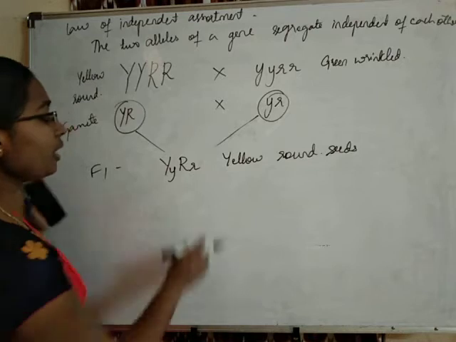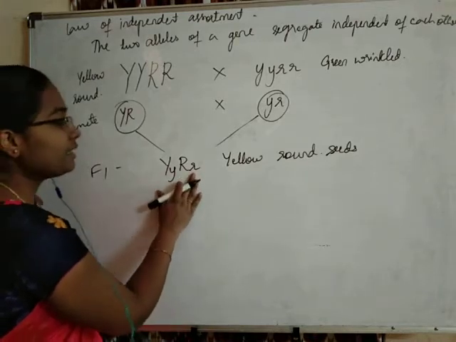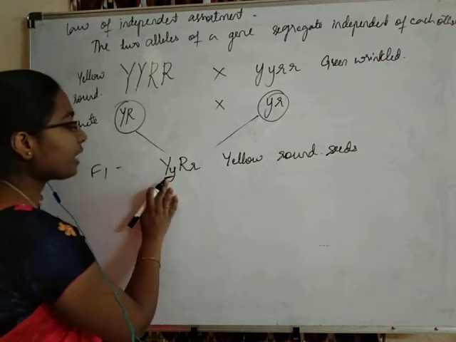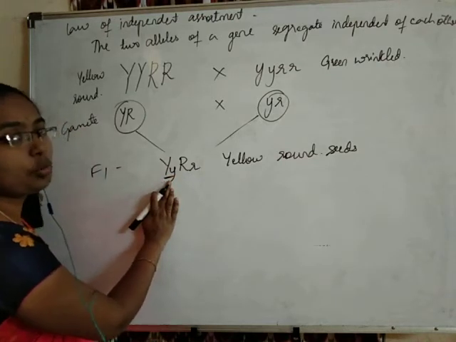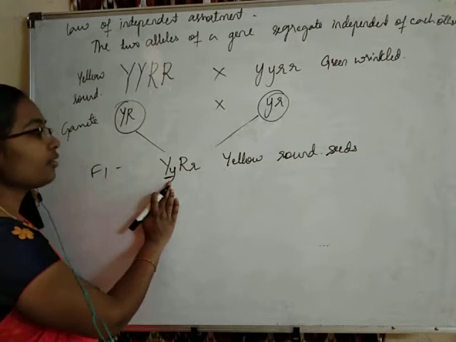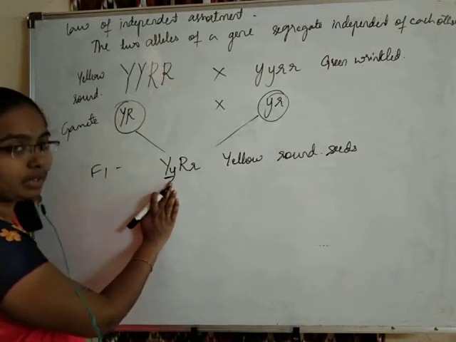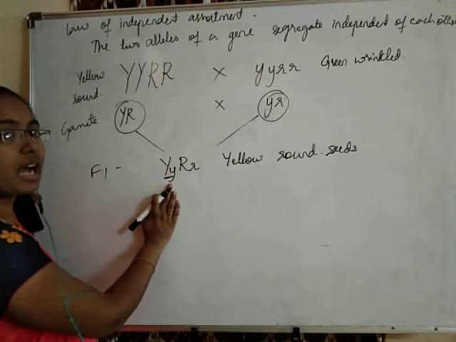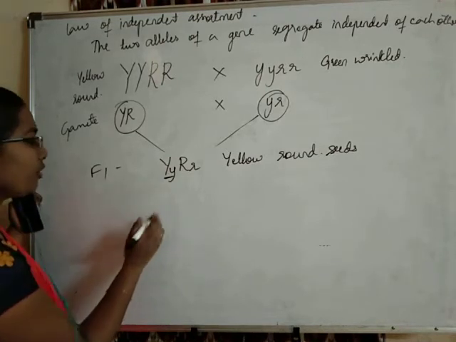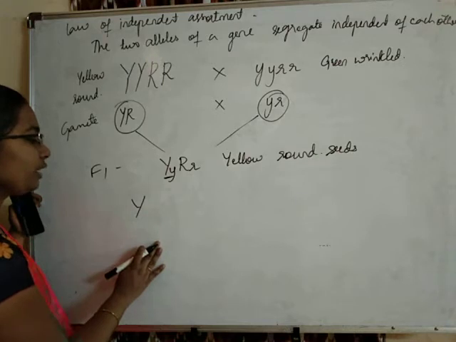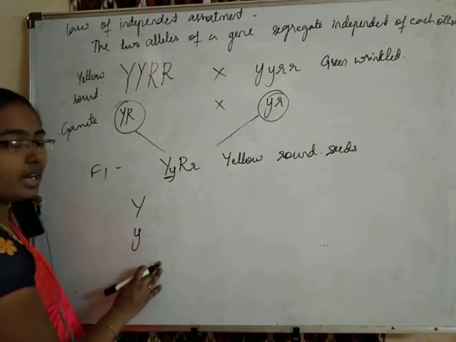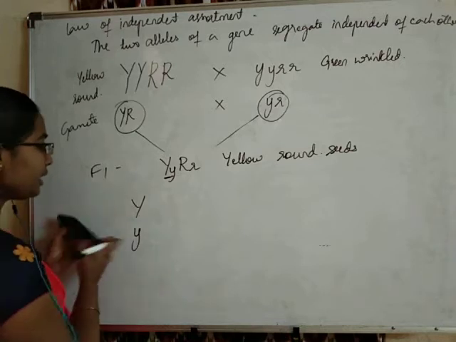Now, what kind of gametes are produced by this individual is important. Capital Y and small y are the two possible alleles for seed color. Half of the gametes should contain capital Y, and half of the gametes should contain small y. 50%, I will just write it.